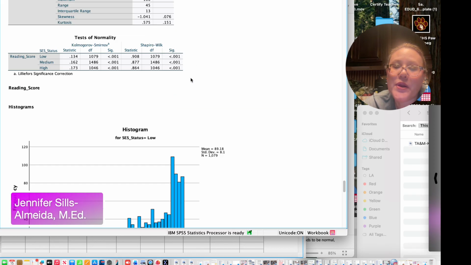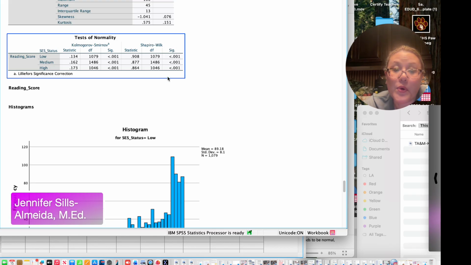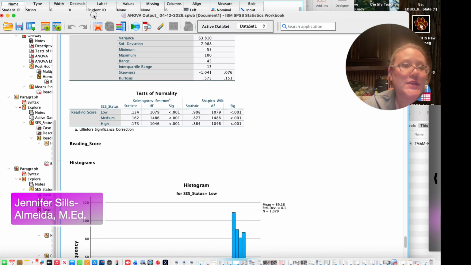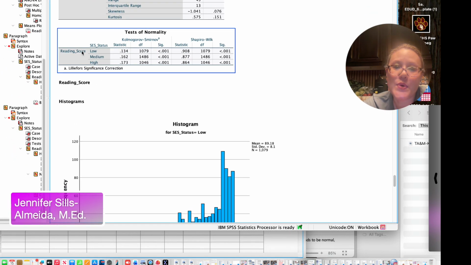So we tested normality. We're looking at Shapiro-Wilk. We have to determine, is this a normal bell curve? What we need to remember is we set the alpha. In educational research, it's usually set at 0.05. If it's less than 0.05, it's significant. That means it's not normal. So I wanted to explain that, and so we know it's not normal.